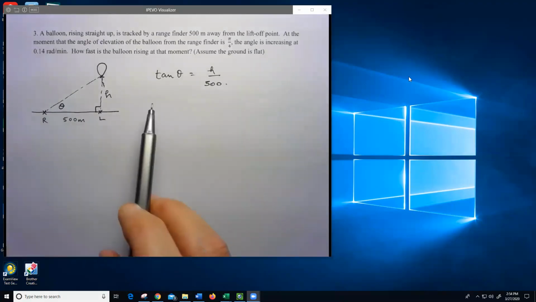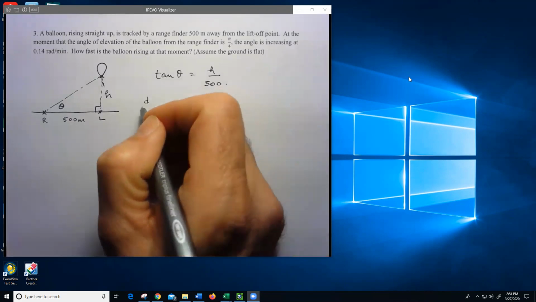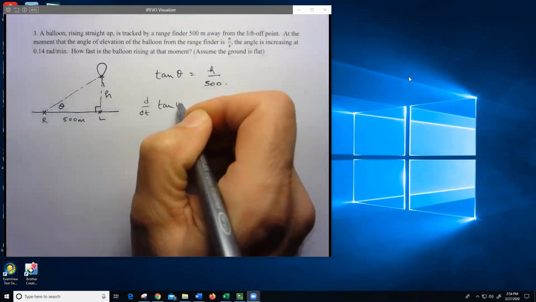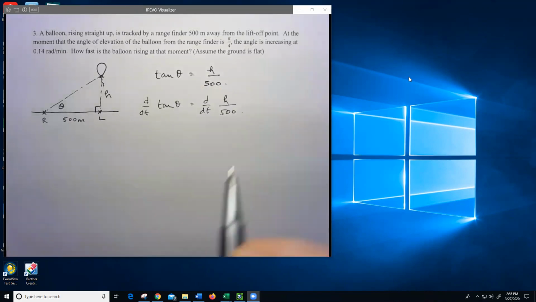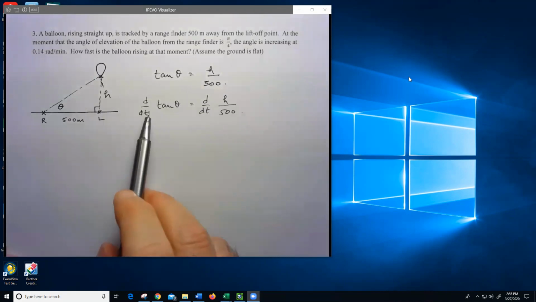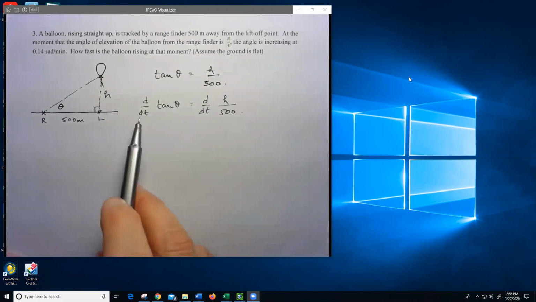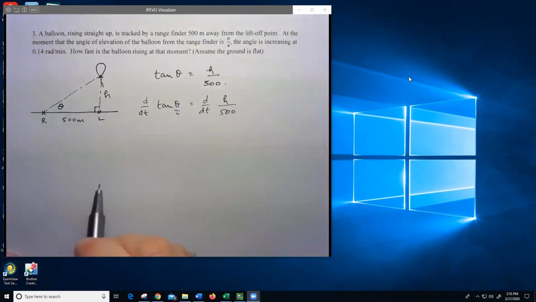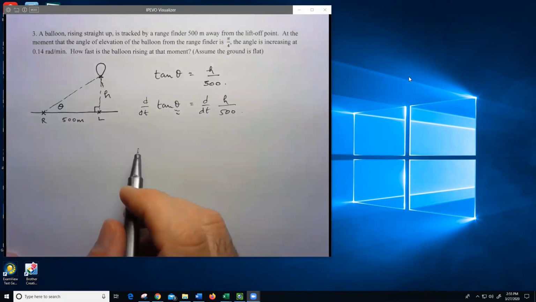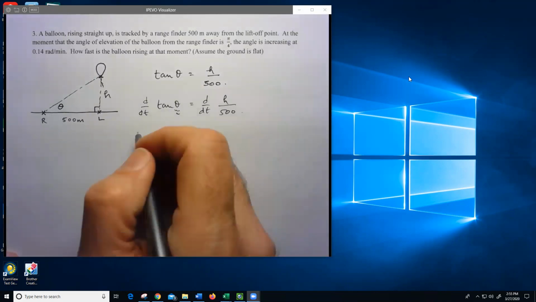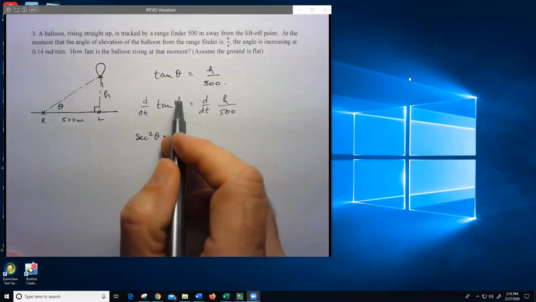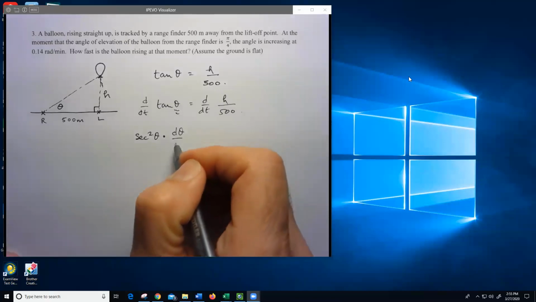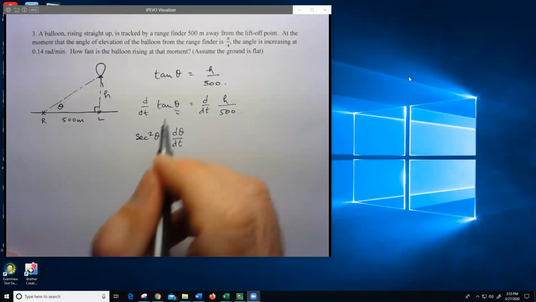So there we go. We're going to have to use implicit differentiation. So what am I going to do? I'm just going to take the derivative with respect to time of both sides. Here I'm taking the derivative of tan theta with respect to time. Well, I'm going to have to use the chain rule. First I'm going to take the derivative of the outside function, and we know that the derivative of tangent is secant squared. So we have secant squared theta, but then we have to multiply it by the derivative of theta with respect to time, the derivative of the inside function.